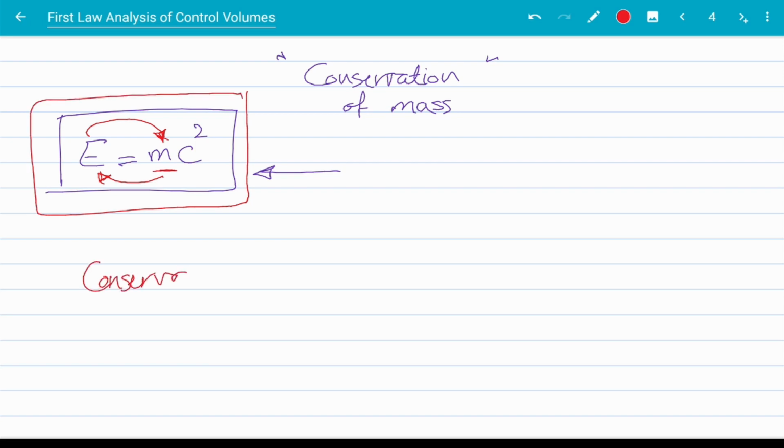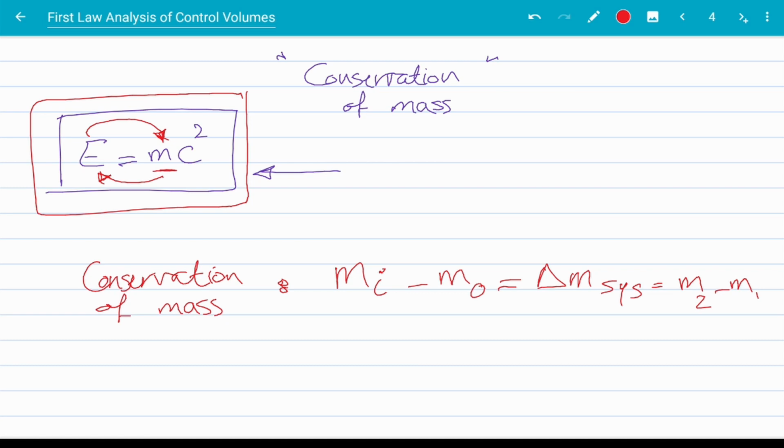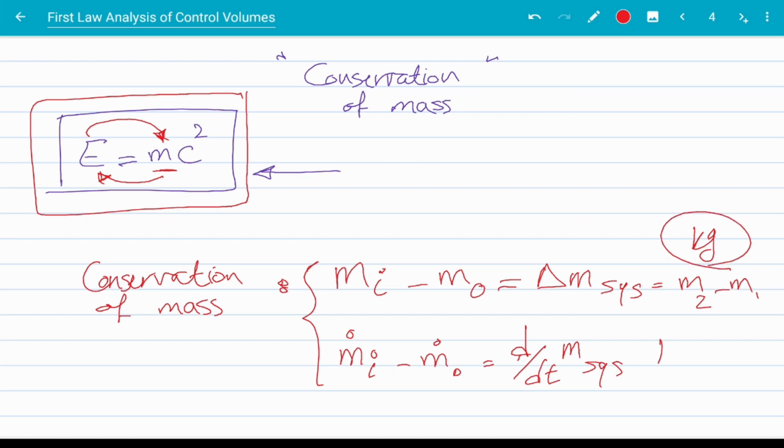Now, with that out of the way, the conservation of mass states that whatever mass enters the system minus whatever mass goes out of the system is equal to the change of the mass of the system. In the rate form, we get mass flow rate coming in minus mass flow rate going out is equal to the rate of change of mass of the system. The top equation has a unit of kilograms. The bottom equation has kilograms per second.